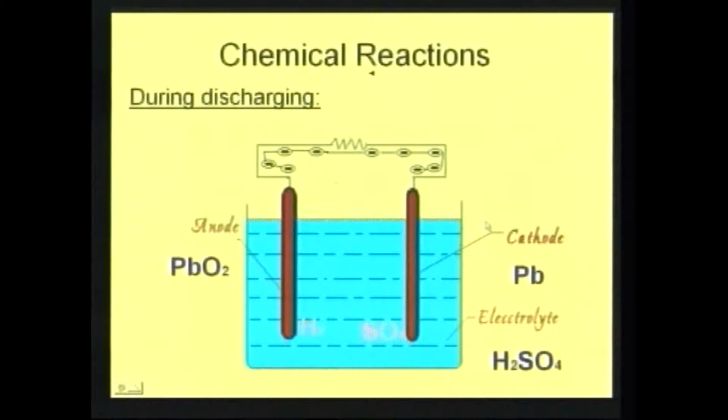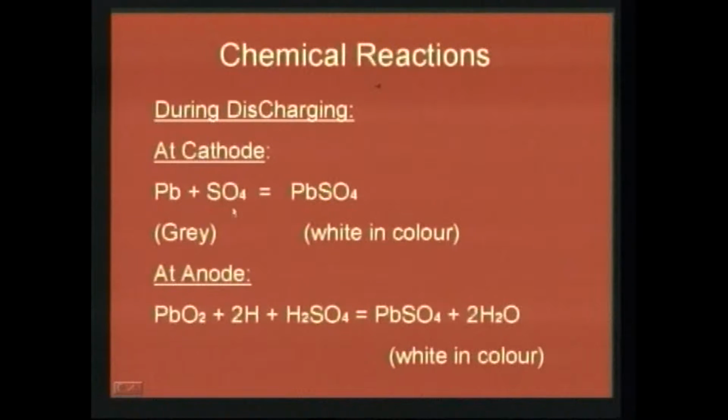During discharging, the electrolyte H2SO4 splits into H2 and SO4. The SO4 comes and joins at cathode, so that the cathode combines with the SO4 ions and becomes PbSO4, lead sulfate. Now the grey color cathode turns into white.